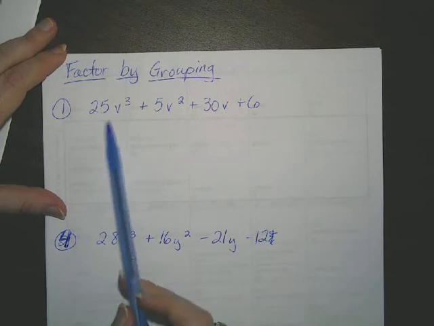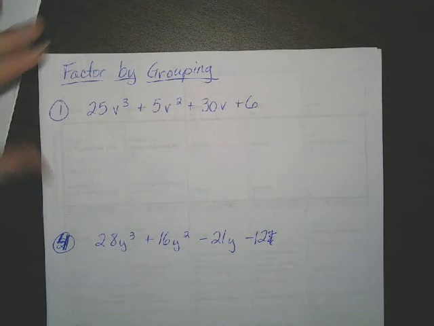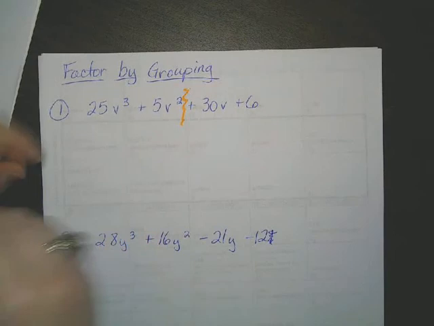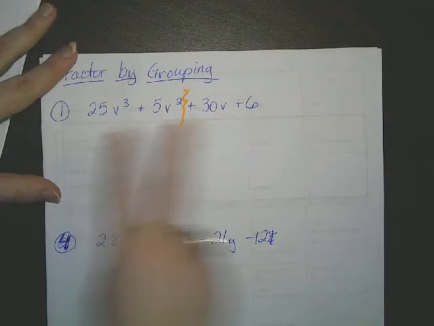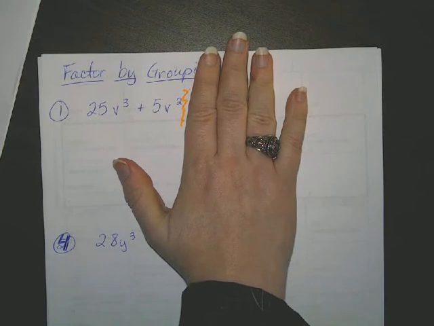Now count the terms. We have 1, 2, 3, 4 terms. So I'm going to cut this problem in half. We're going to do karate. Hi-ya! Cut it right in half, right down the middle. So now I have 2 terms and 2 terms. So we're going to ignore the second half of the problem, just look at the first half.